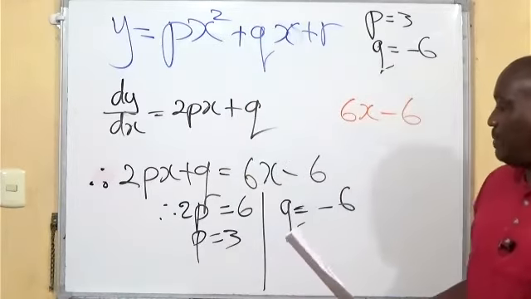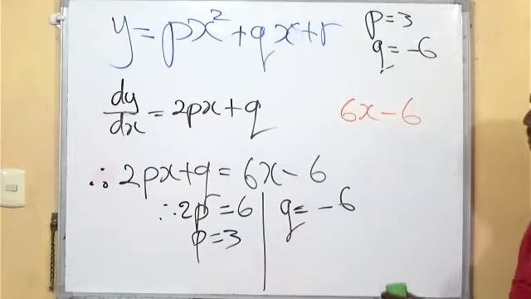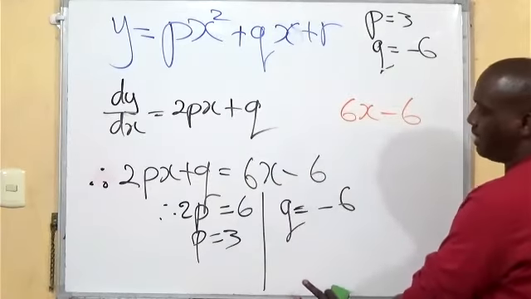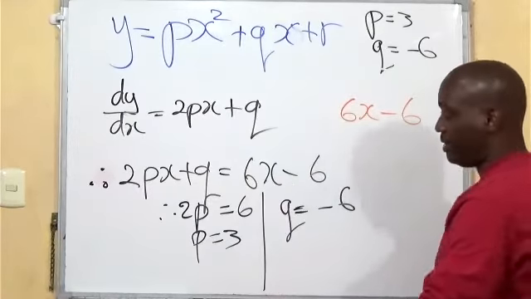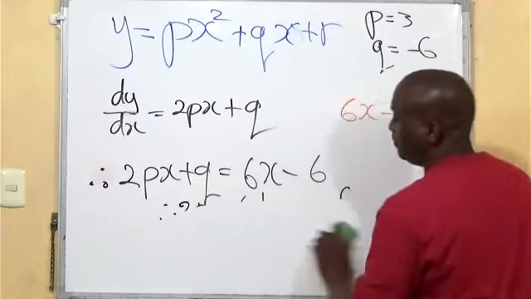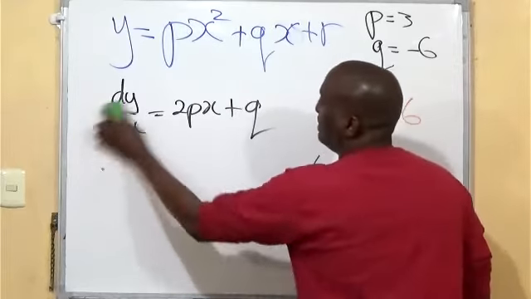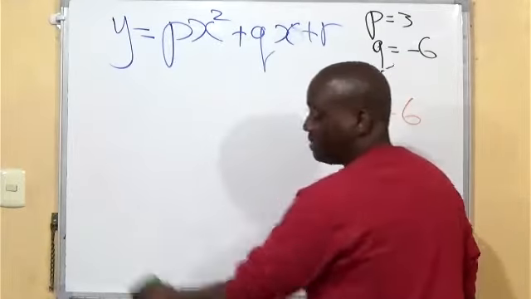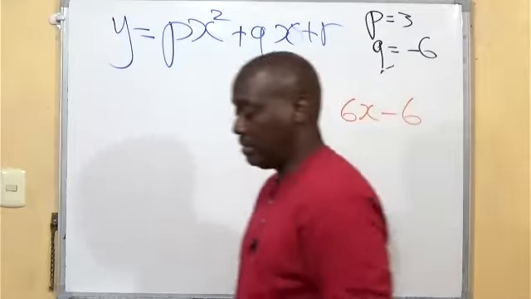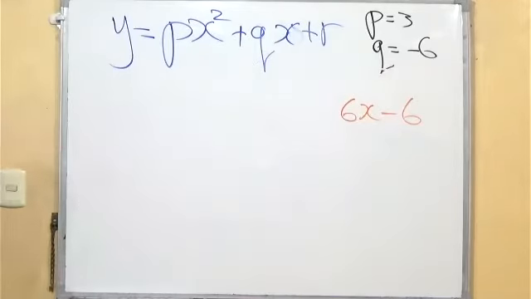What does it mean when we say the stationary value is -2? I'm rubbing off this part in black here, right? I'll have the recording, or you'll go and check it out. Let me just give a quick visual depiction of what that means, right? That's what the values are: p is equal to 3 and q is equal to -6. We don't know what r is yet.